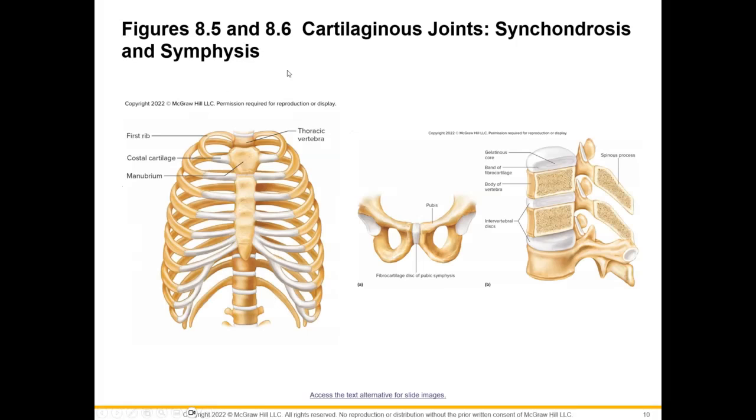Okay, here's figure 8.5 and 8.6. So cartilaginous joints, again, we have synchondroses, and then we have the symphysis.